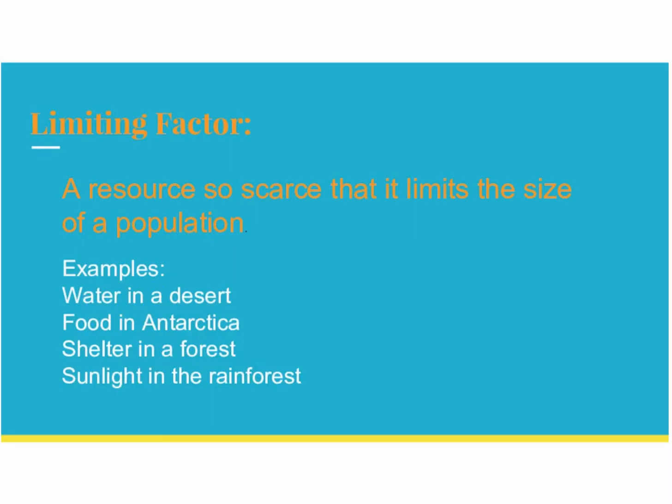All right, limiting factors, also known as environmental variables. Limiting factors are resources that are scarce, and they can limit the size of a population. So if you don't have enough water, that can be a limiting factor. If there's not enough food someplace, that's a limiting factor. Making sure there's enough shelter or sunlight for something is a limiting factor that can limit the size of a population.